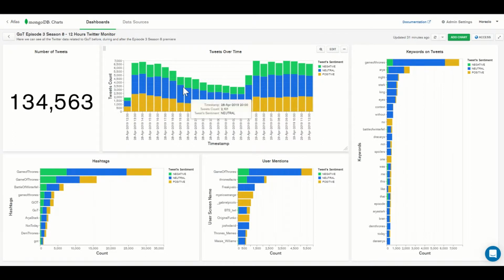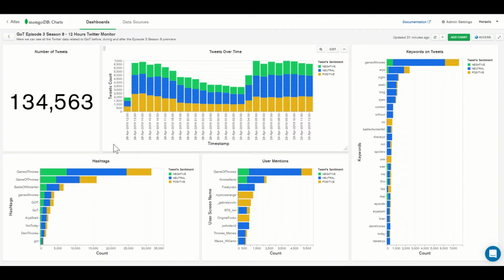Before the series started at 8, the tweets go up, then at night they are very low, then they go up again. Also, for every tweet I calculated the sentiment: negative, neutral, positive, depending on what the people say. If you say kill, it would be negative; good, it's positive.